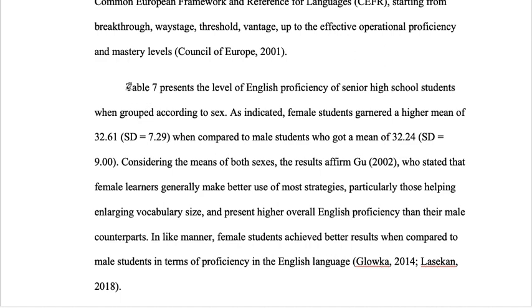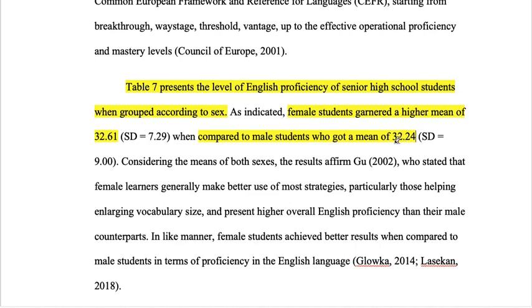Follow. Table 7 presents the level of English proficiency according to sex. Okay. This time, the researcher compares and contrasts the results of female students from the male students, wherein female students garnered a higher mean of 32.61 compared to male students who got 32.24. So there is compare and contrast already.